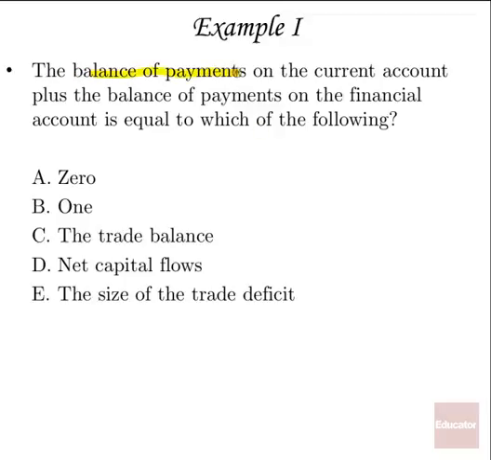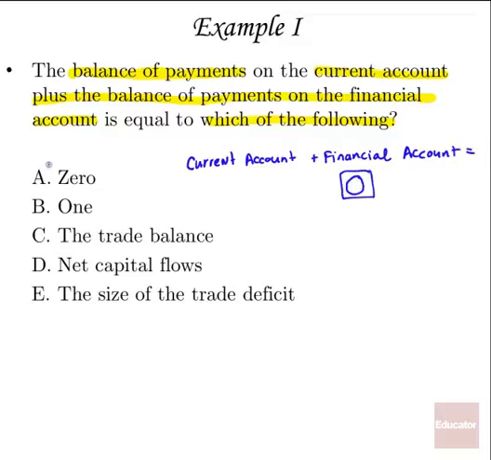The balance of payments on the current account plus the balance of payments on the financial account is equal to which of the following? Okay, so again, you want to make sure that you get this here. The current account plus the financial account equals what? And it's a big fat 0 here. So this is going to be the correct answer. Not 1, not the trade balance, not net capital flows or the size of the trade deficit.